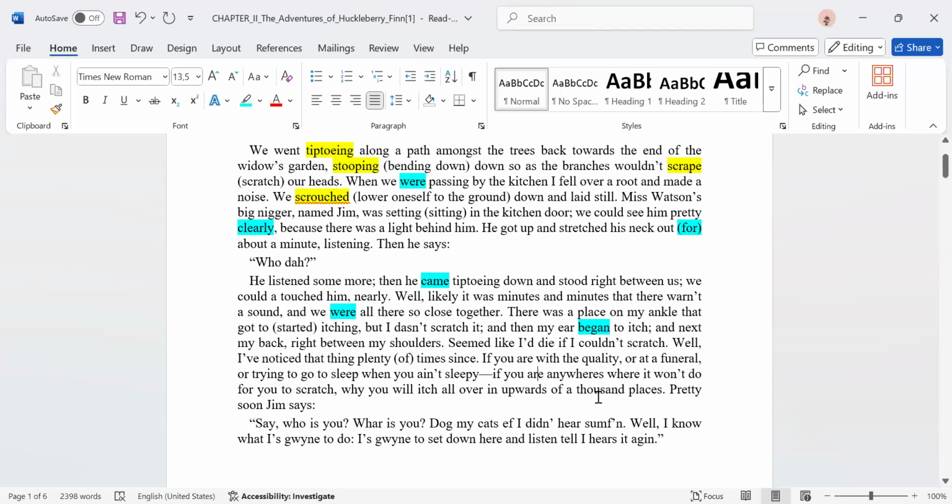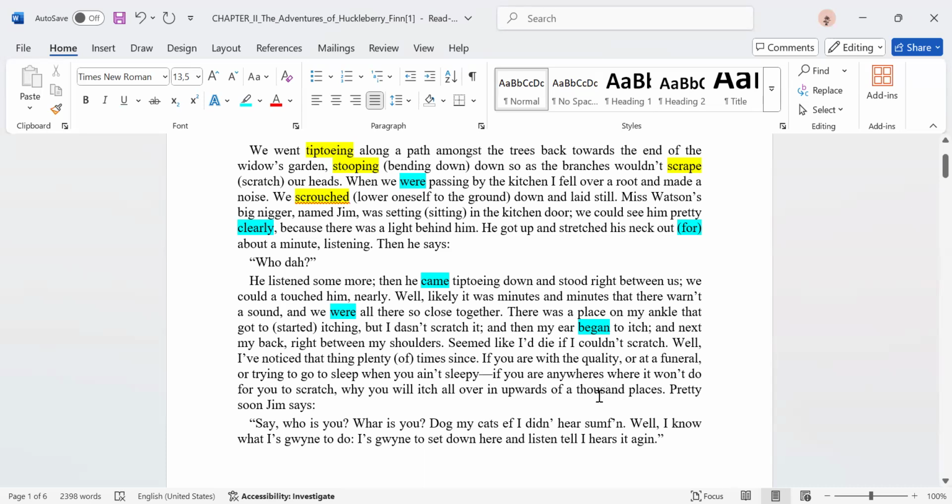"If you're with the quality or at the funeral or trying to go to sleep when you ain't sleepy, if you're anywhere where it won't do for you to scratch, why, you will itch all over in upwards of 1,000 places." So "the quality" refers to the upper class people, like the Grangerford family, or at a funeral, trying to sleep when you're sleepy. "Ain't" is pretty commonly used in informal settings. It means "aren't" or "are not," so "ain't sleepy" and "aren't sleepy" mean the same thing.